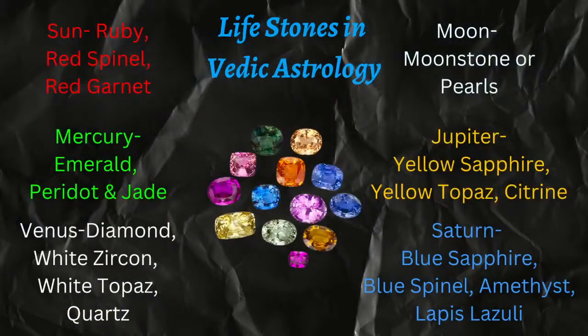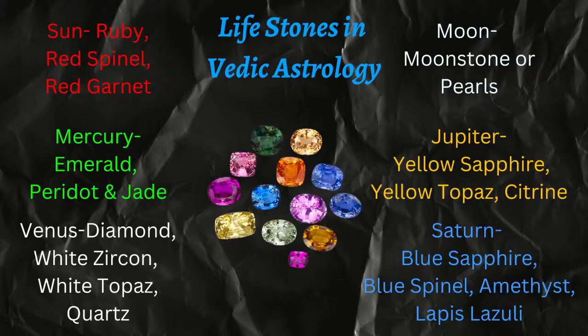There we go. Okay, so here I have each of the planets listed with the stones that are associated with them. So for the Sun, obviously a ruby, a red spinel, or garnet is the stone that you're going to work with, specifically a red garnet. Keep in mind there's many different colors of garnet, so red garnet is the one that you want to work with.